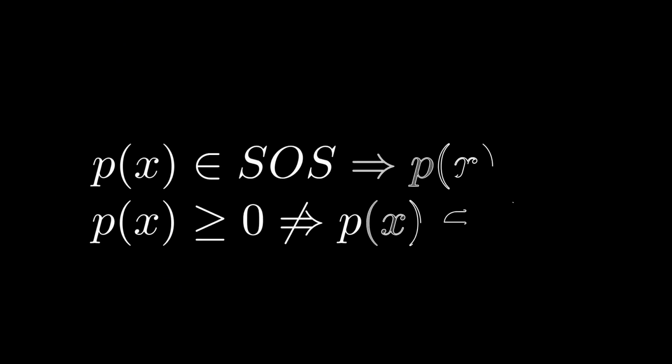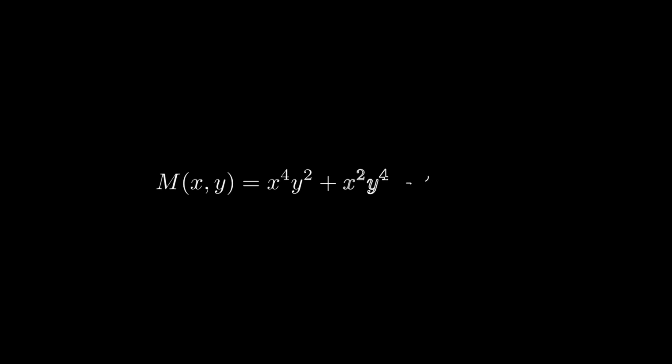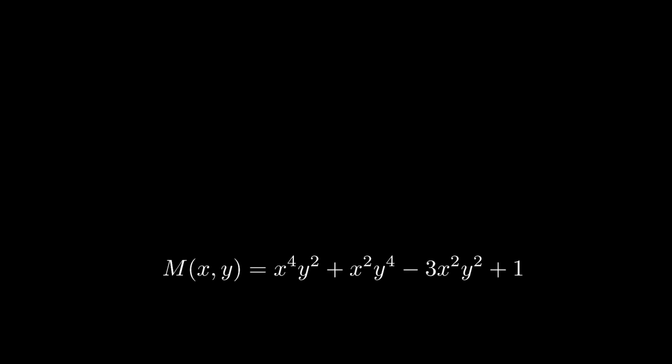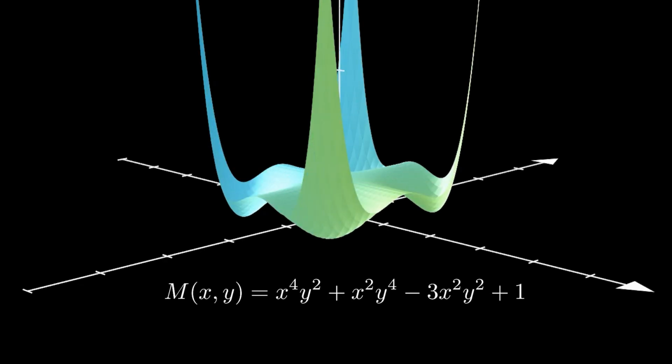Unfortunately, not every polynomial that is positive is necessarily a sum of squares. That might sound surprising at first, because sum of squares polynomials are always non-negative. Here's a famous example, the Motzkin polynomial. This polynomial is given by this formula, and is always positive, but it is not a sum of squares of other polynomials.